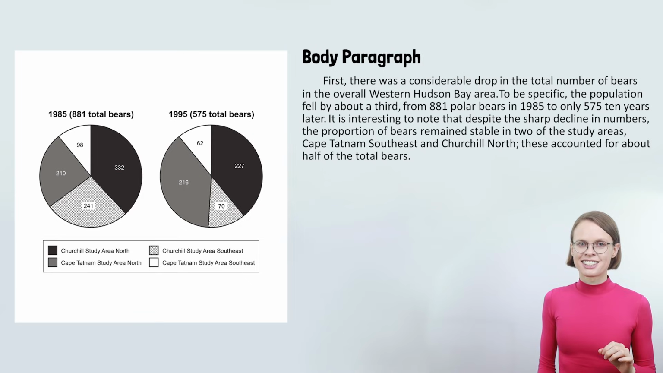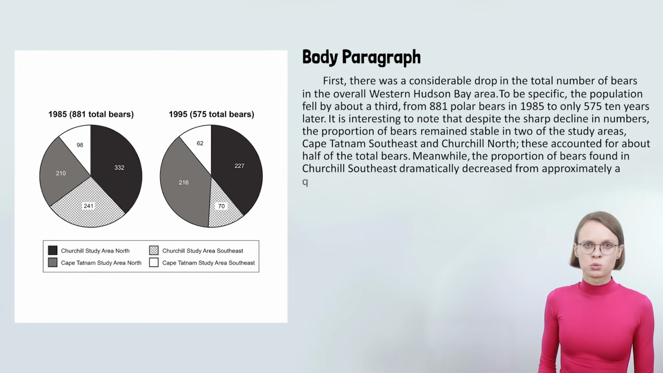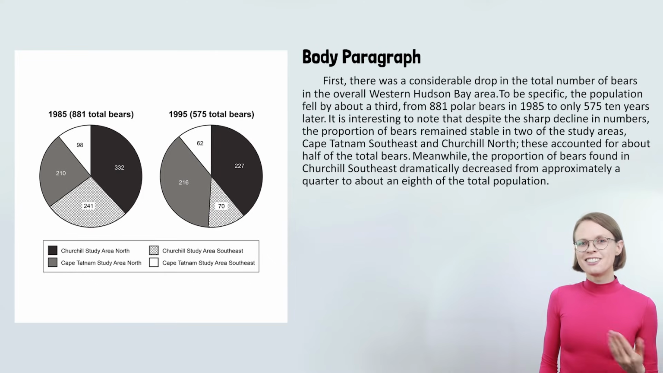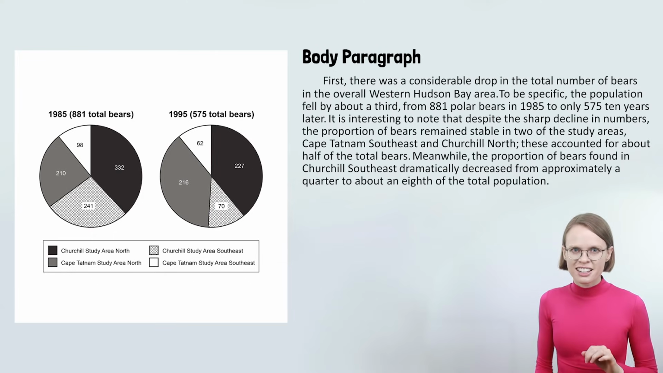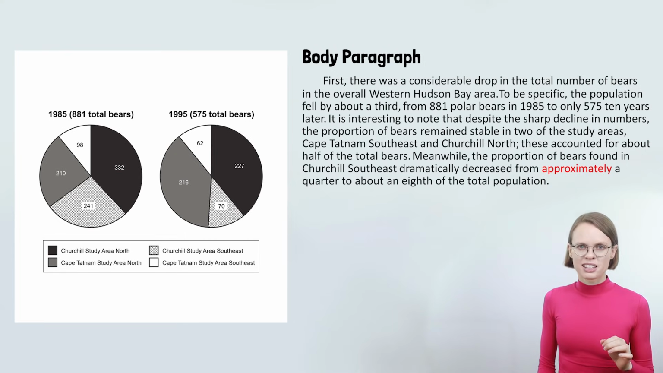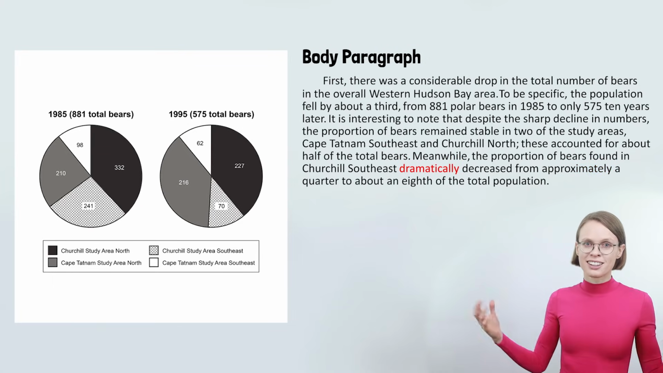Here's the next sentence. Meanwhile, the proportion of bears found in Churchill's southeast dramatically decreased from approximately a quarter to about an eighth of the total population. You can see that I'm guessing the amounts rather than using exact figures. "Approximately" is another way to say "about," but it's more complex and will boost my band score. "Dramatically" shows that there was a very big change.